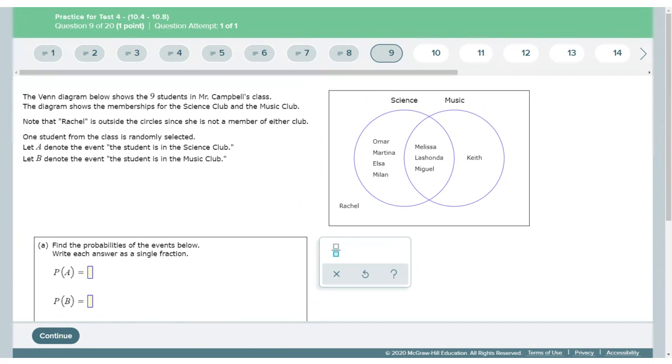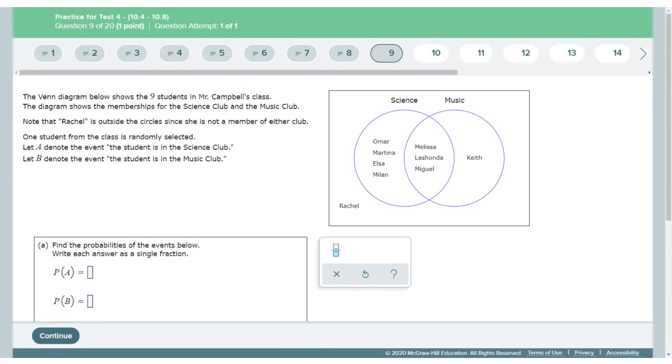The Venn diagram below shows the 9 students in Mr. Campbell's class. The diagram shows the memberships of the science club and the music club. So he's got these folks plus this lady in his class, Rachel. Note that Rachel's outside since she's not a member of either club, but she's in this class.